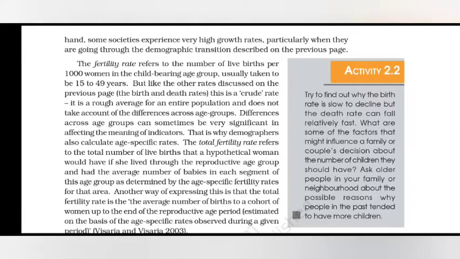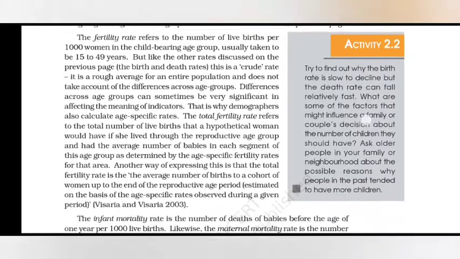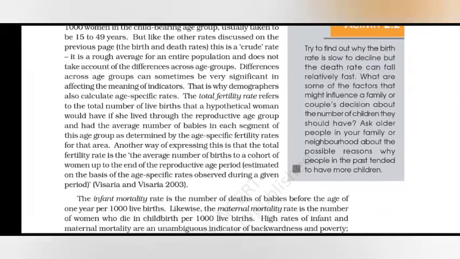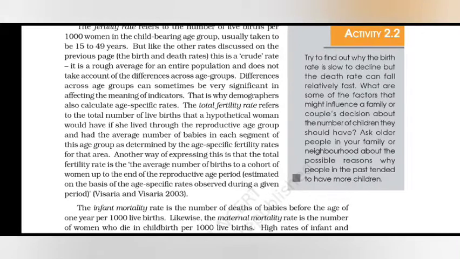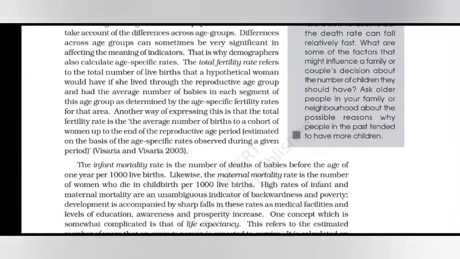on the previous page. The fertility rate refers to the number of live births per thousand women in the childbearing age group, usually taken to be 15 to 49 years. But like the other rates discussed on the previous page, this is a crude rate. It is a rough average of an entire population and does not account for the differences across age groups. Differences across age groups can sometimes be very significant in affecting the means of indicators. That is why demographers also calculate age specific rates.